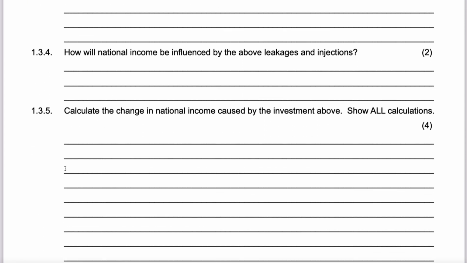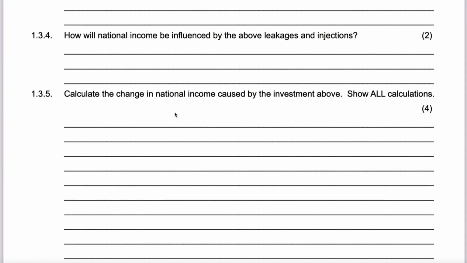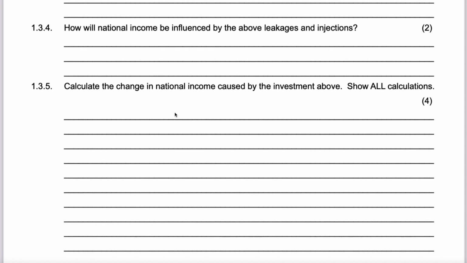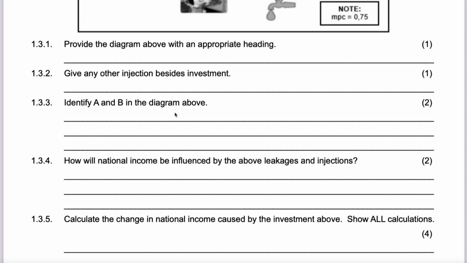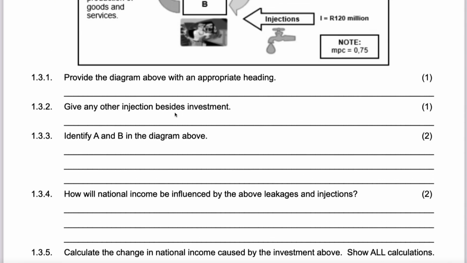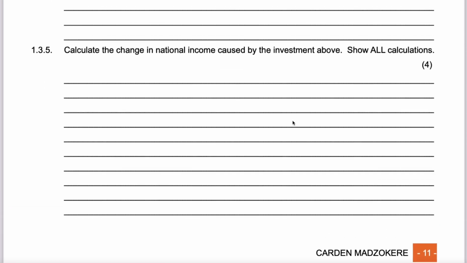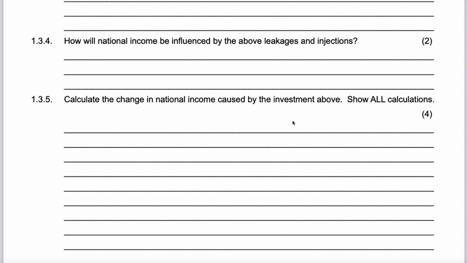So what you need to do here is you start by saying K is equal to 1 divided by 1 minus MPC. K is equal to 1 divided by 1 minus 0.75. K is equal to 1 divided by 0.25. Then K is equal to 4 because 0.25 gets into 1 4 times. So now that you have the 4, you then multiply the 4 by 120. So 120 times 4, I think it's 480. Yeah, I think it's 480.